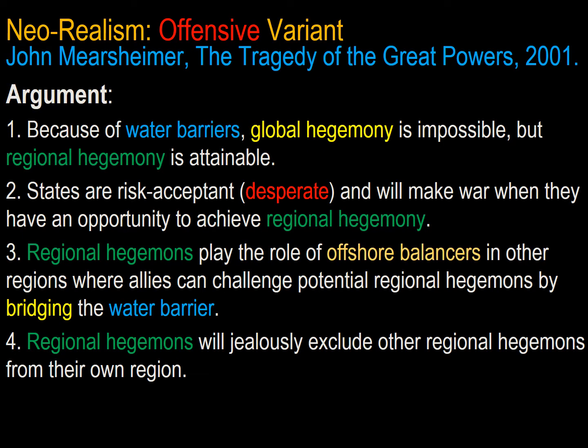So the offensive realist argument is as follows. Number 1, because of water barriers, global hegemony is impossible, but regional hegemony is attainable. By water barrier, Mearsheimer means the oceans. In order for the United States to take over the entire planet, it would need to cross the Pacific. It would need to replace China in Asia, and then it could become the hegemon of Asia.